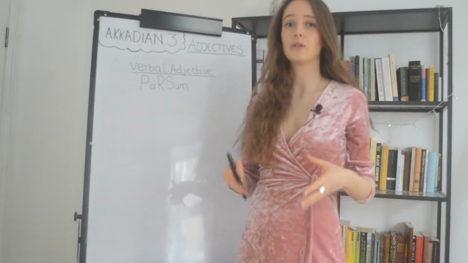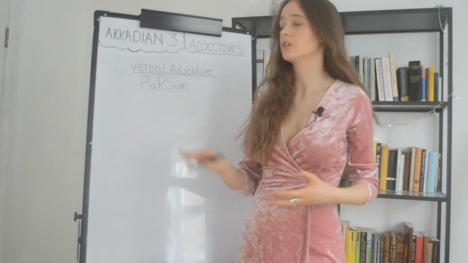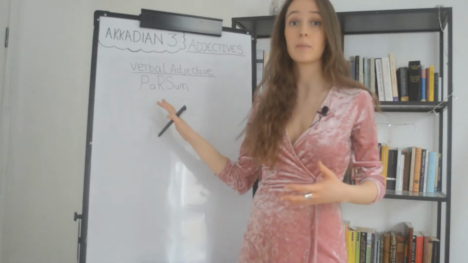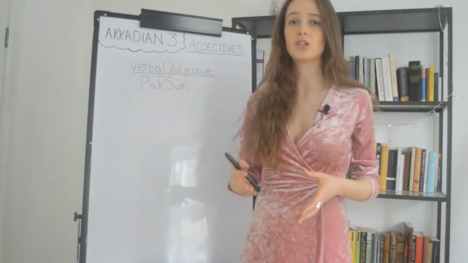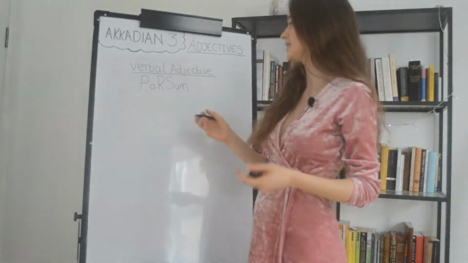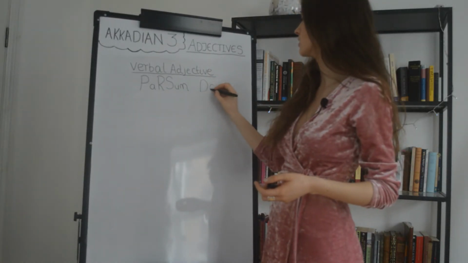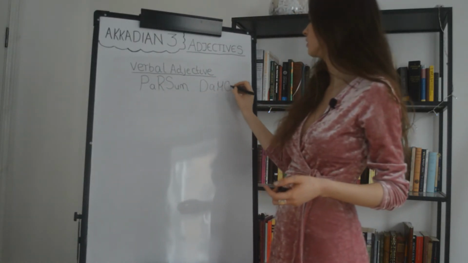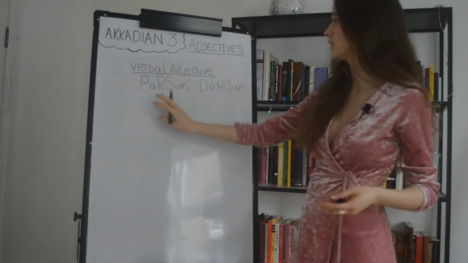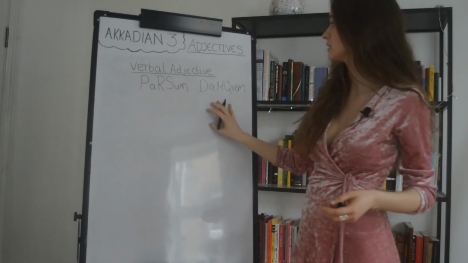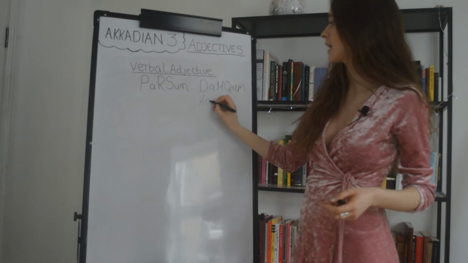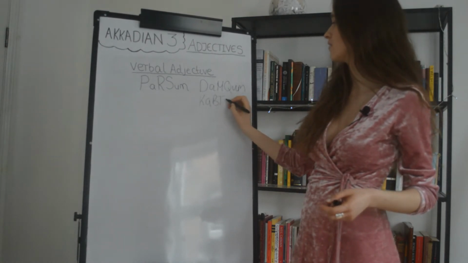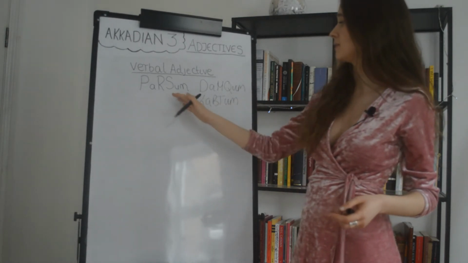It's important to note that all of our adjectives inflect according to the verbal adjective stem pattern. So if you think back to all of the adjectives that we've looked at so far, like damcum, the adjective for beautiful, you can see how this follows the verbal adjective stem pattern. Or if we take another example like captum, this is the adjective for heavy. It's following the same stem pattern.